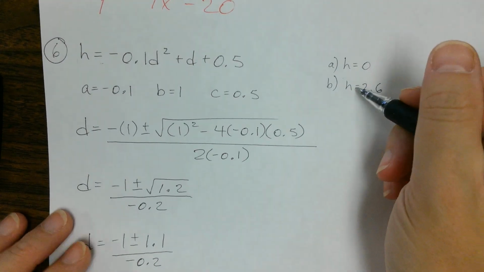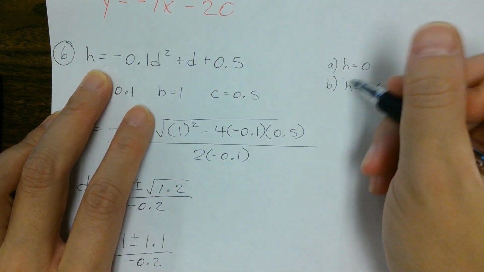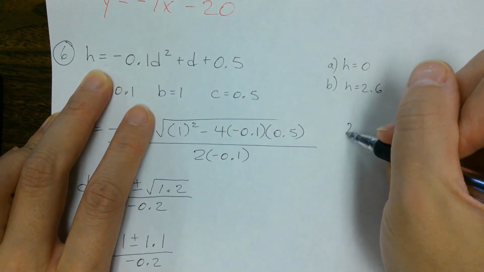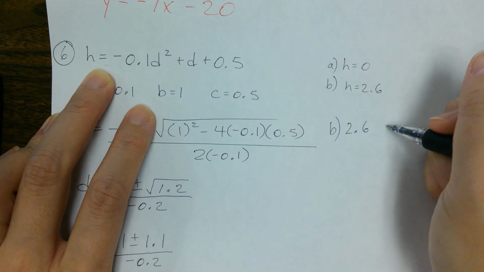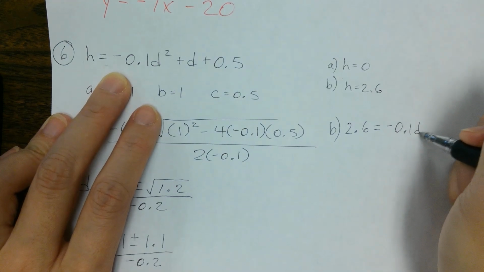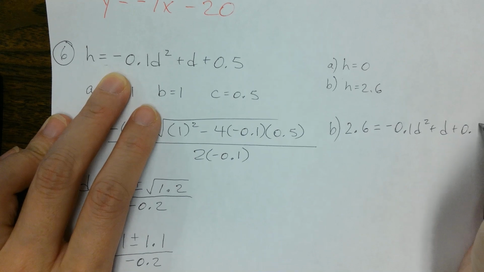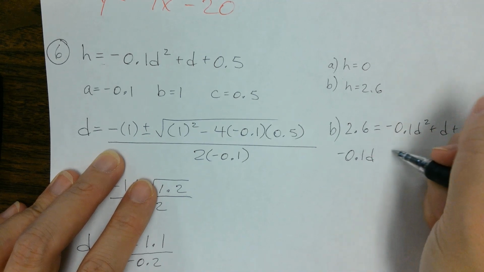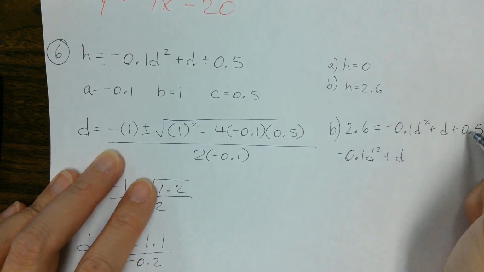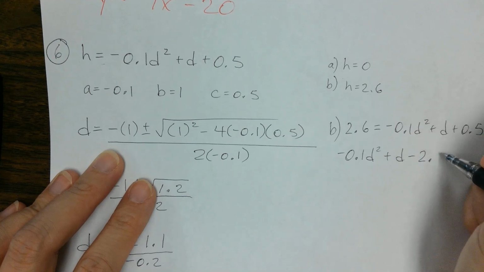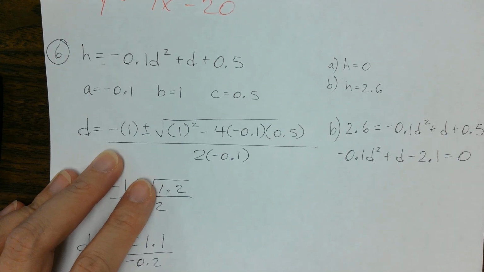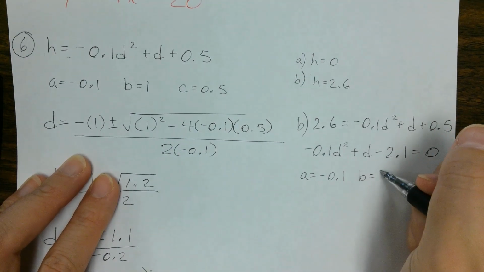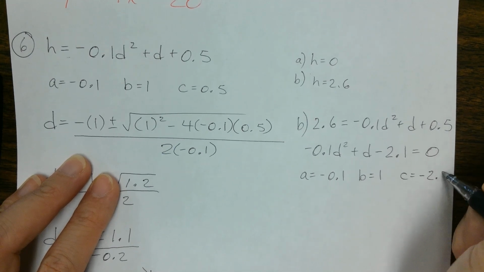Okay. Now this one, it's saying when will the height be 2.6 meters above the ground? So I'm going to sub in 2.6 in the equation. Okay. Rearrange it into standard form. So negative 0.1 d squared plus d minus 2.1 equals 0. So now my A is negative 0.1, B is 1, C is negative 2.1.